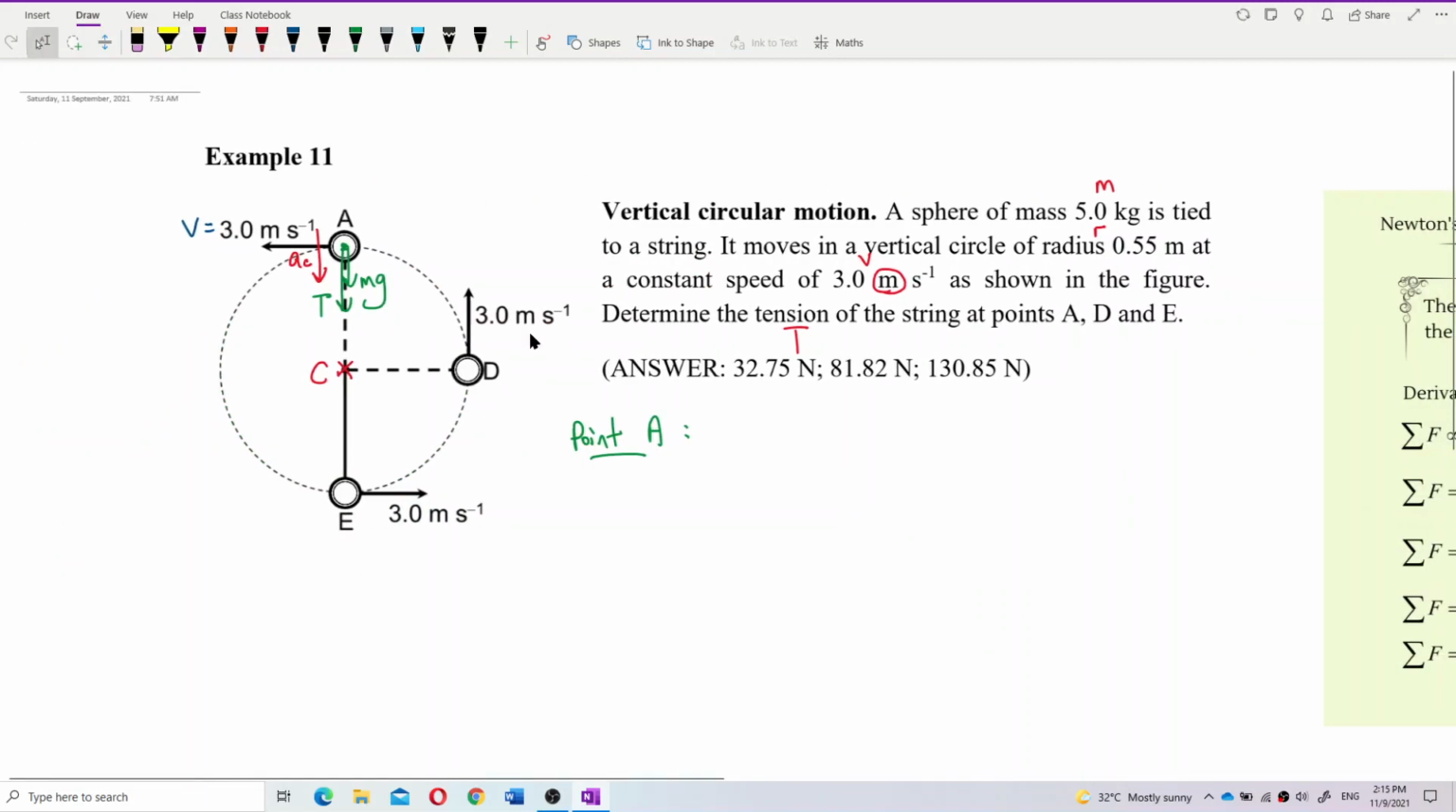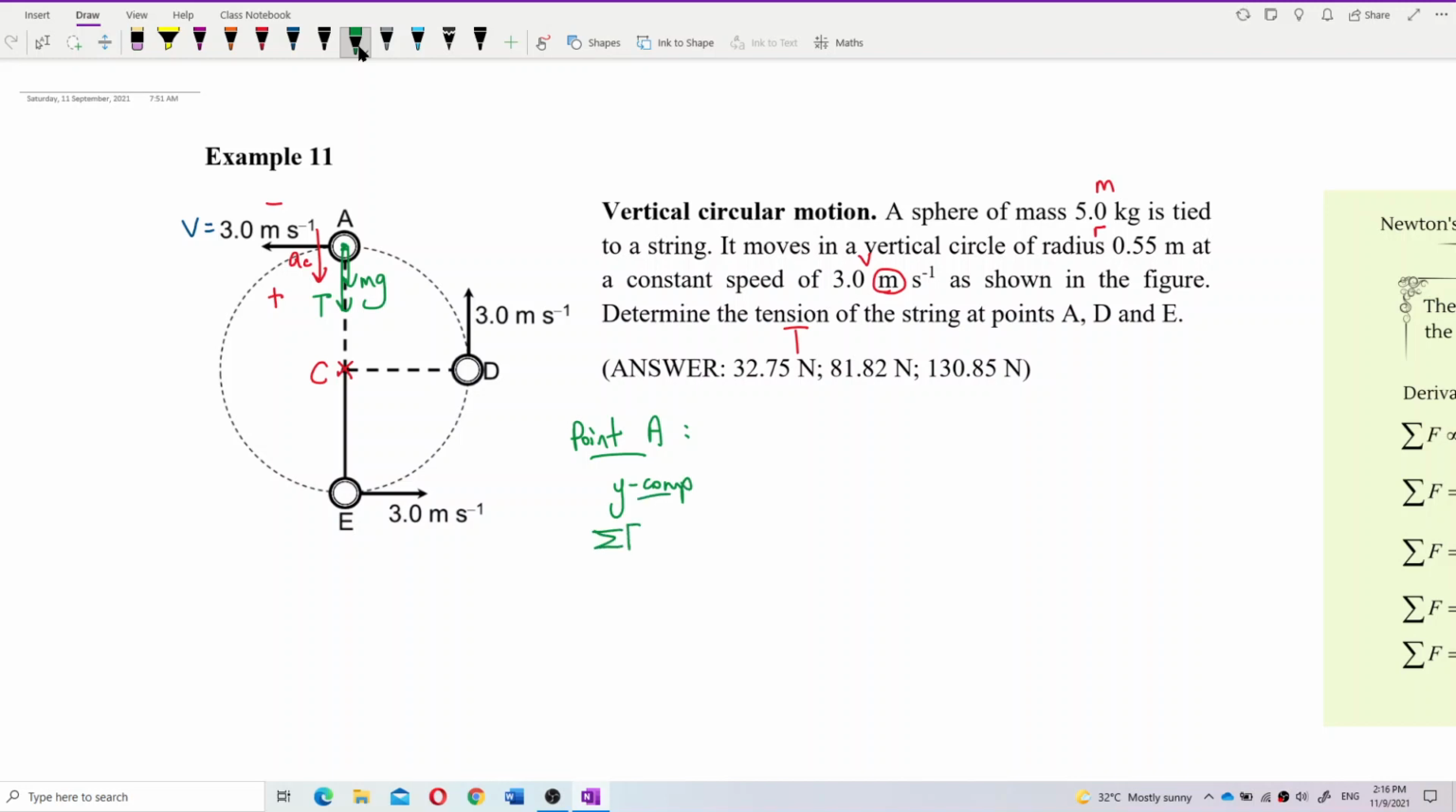So going along with the acceleration, which is downward, is a positive force. Opposite the acceleration is a negative force. And we only have the y component, do you see that? Since the acceleration is in the y component, we only do the y component. Let's do it.